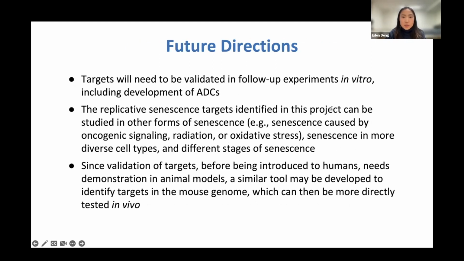So as some next steps, the targets we identified here would, of course, need to be validated in some follow-up experiments in vitro, including development of ADCs. Also, these RS targets should definitely be investigated in other forms of senescence, as well as senescence in different cell types and different stages of senescence. And finally, since these targets would eventually also need demonstration in animal models, we want to extend this screening approach to the mouse genome, from where it can be more directly tested in vivo. So Daniel Clark actually recently added the Tabula Sapiens data set as a new background in the Appyter, and we definitely plan to be adding more soon.